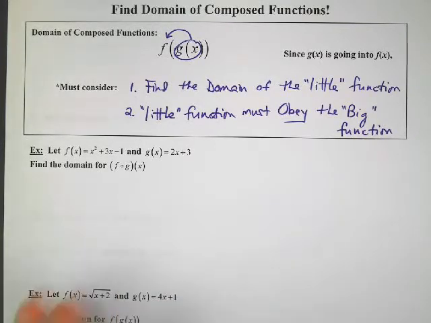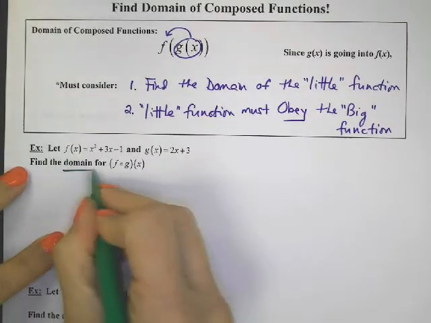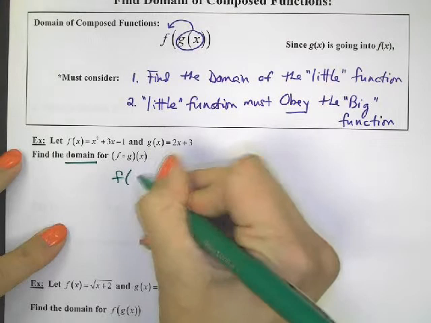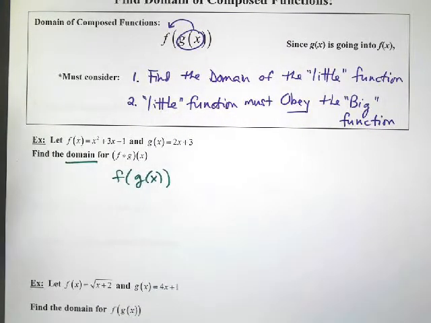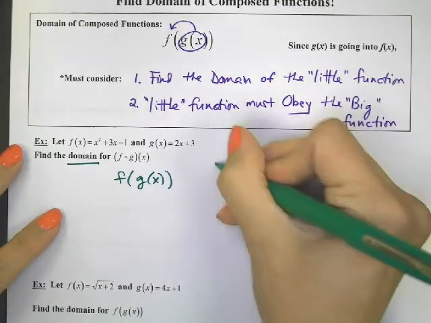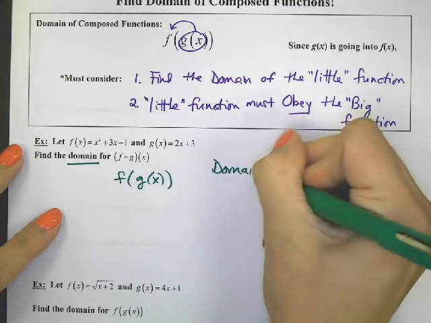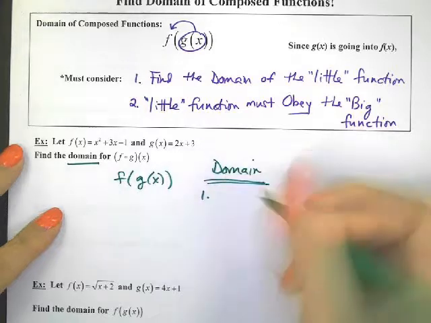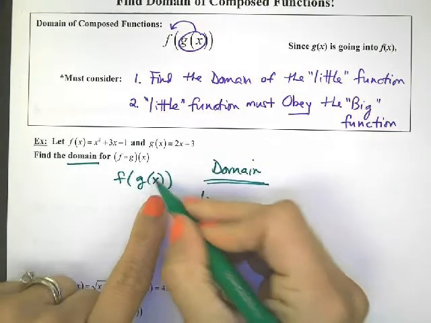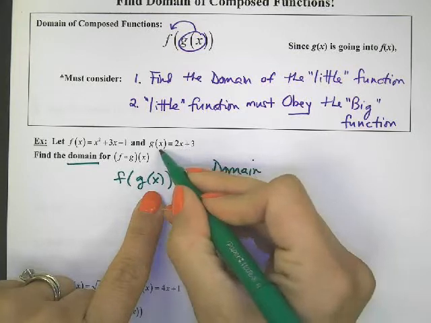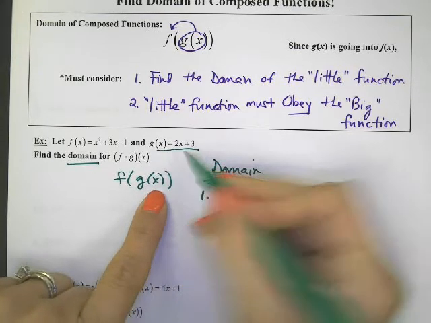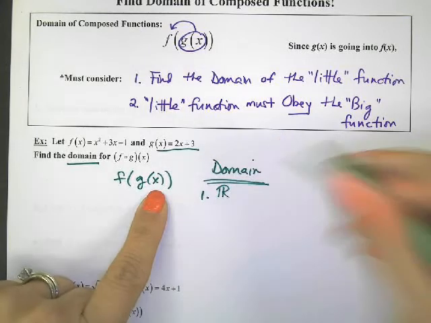The neat thing about this is you don't actually have to compose to find the domain. You don't actually have to compose. It says find the domain for f of g of x. Okay, I'm going to follow the rules here. So domain. Okay, step one. Find the domain of g. So let's look at g. This is a really easy one. He doesn't have any radicals, no fractions. The domain is all reals.